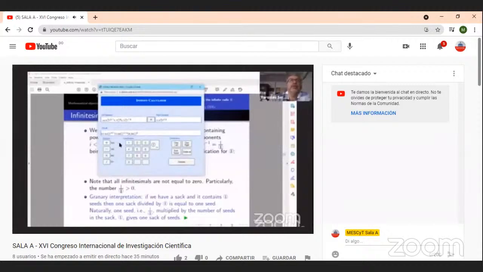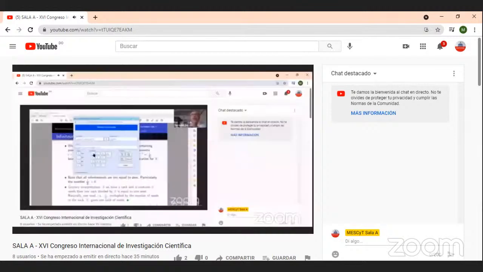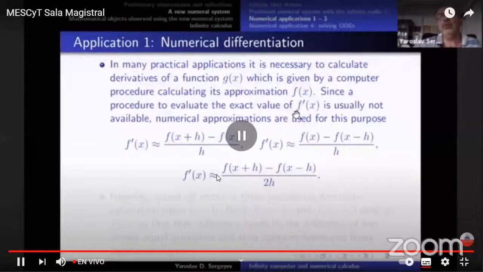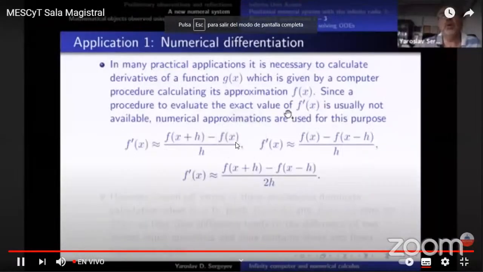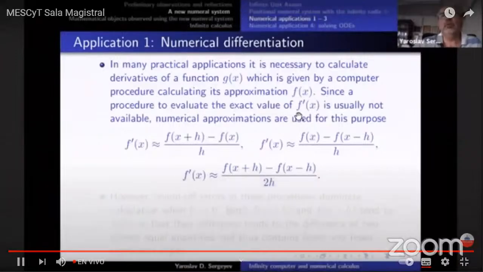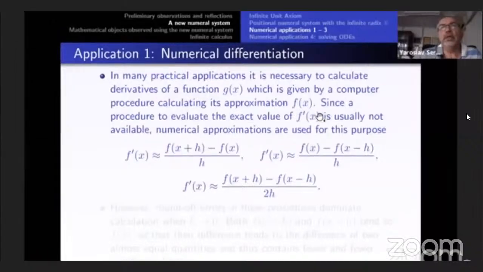So we have a computer and we can use it to solve problems. I will show you just one problem. Suppose that we have a function g of x represented by a computing procedure f of x, and we would like to compute its derivative, but unfortunately we have no computer program allowing us to compute this derivative.